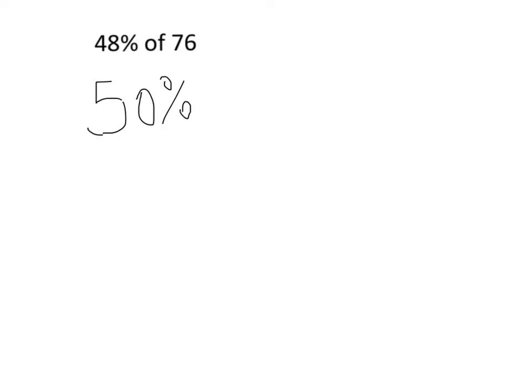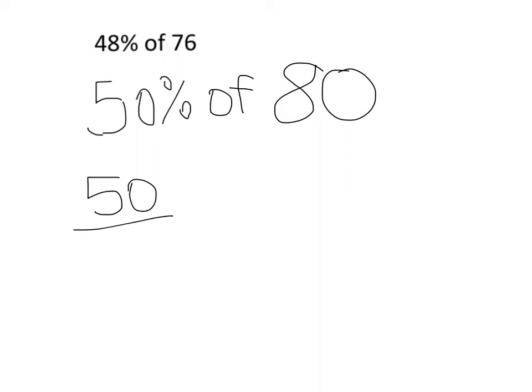Now, I could find 50% of 76, but I think there's an easier number I can do. 76 looks a lot like rounding up to 80. So my new problem would be, what is 50% of 80? Well, I know 50% is the same as saying 1/2, and I can find that by doing 50 over 100.